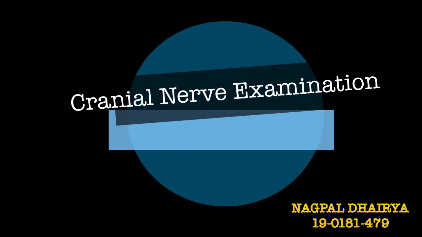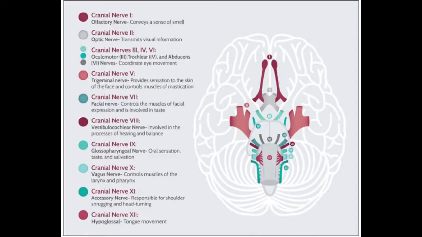In this video, we will be talking about cranial nerve examination. We have a total of 12 cranial nerves: olfactory, optic, oculomotor, trochlear, trigeminal, abducens, facial, vestibulocochlear, glossopharyngeal, vagus, accessory, and hypoglossal. We'll talk about their functions and the tests to identify the normal functioning of these nerves.